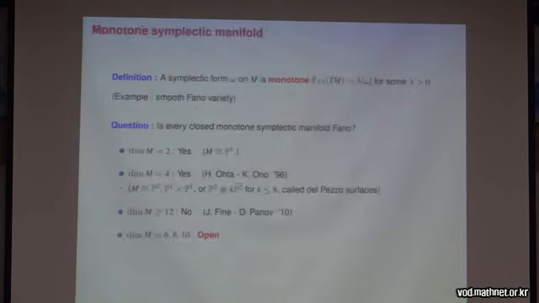Okay. Now there is a symplectic analog of Fano varieties, which we call monotone symplectic manifolds. You know what a symplectic form is, and it is called monotone if the cohomology class of the symplectic form is positively proportional to the first Chern class of TM. You can think of this notion as a generalization of smooth Fano varieties.